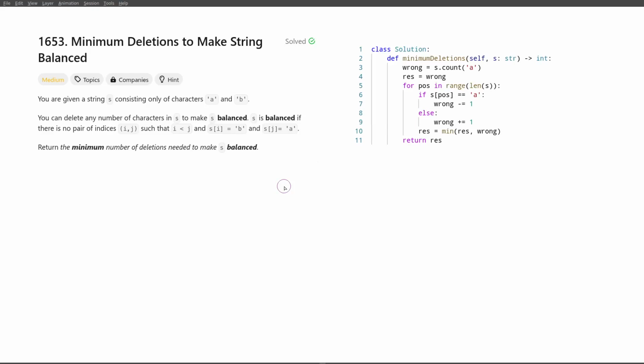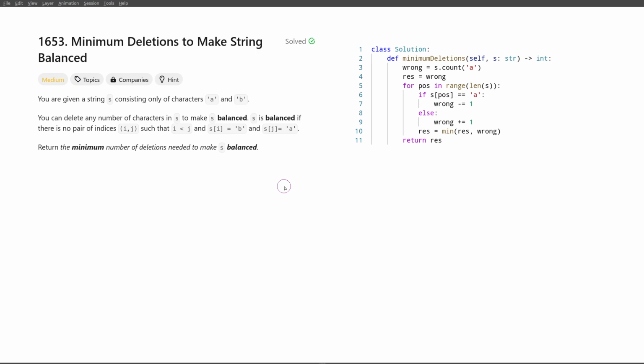Hello everyone, today we'll talk about the problem minimum deletions to make string balanced. We're given a string consisting of letters A and B, and we have here a definition of a string being balanced exactly when there is no pair of positions i, j, such that i is to the left of j, the letter on position i is a B, and the letter on position j is an A. And we want to delete the fewest characters to have the remaining string be balanced.